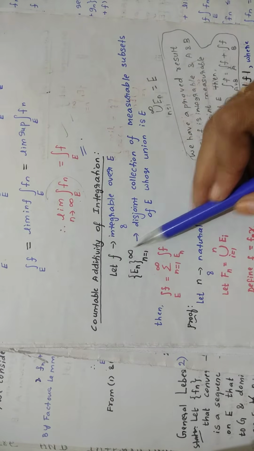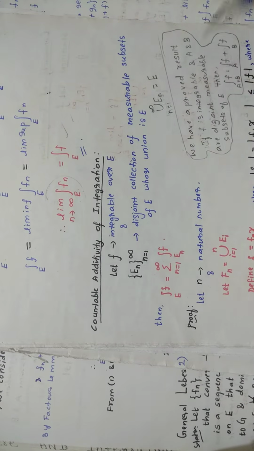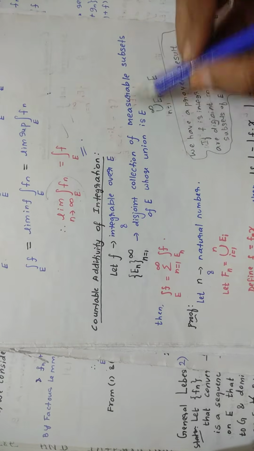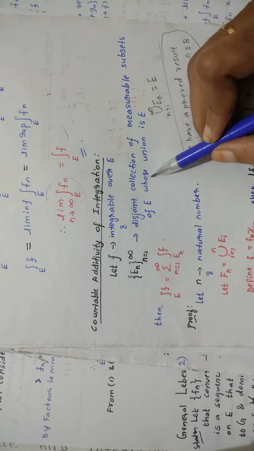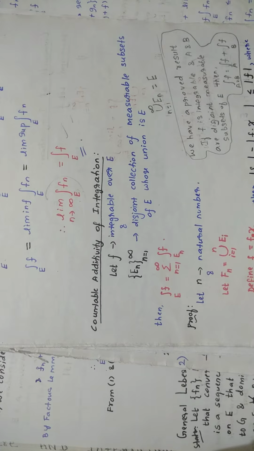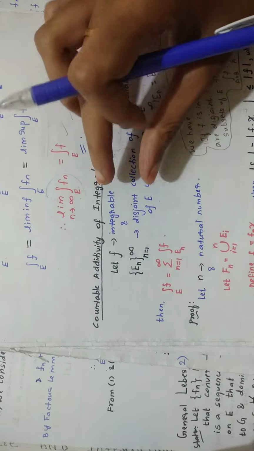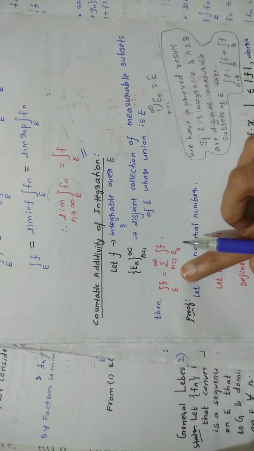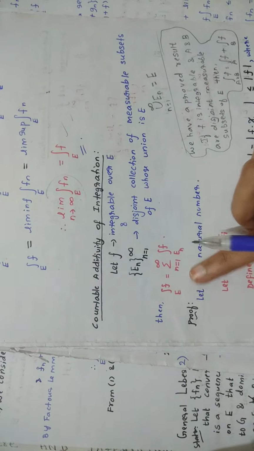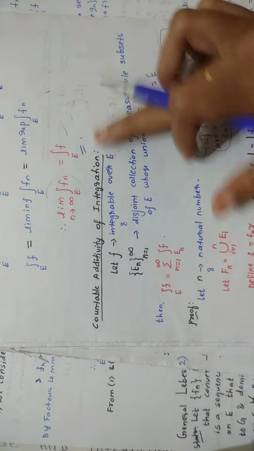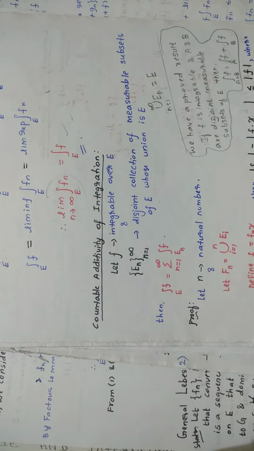Let En, n equal to 1 to infinity, be the disjoint collection of measurable subsets of E whose union is, when you find the union of these E1, E2, E3, E4, etc., E infinity, you are going to get E. If these two conditions are there, then this conclusion will be satisfied. This is our countable additivity of integration theorem.